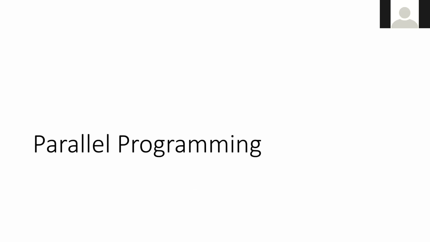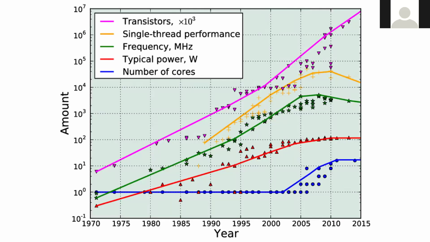So, parallel programming. This is usually the same graph that we show when we want to motivate parallel programming. The first line is the transistors on chip every year. By Moore's law, the number of transistors on chip grows each year, and this is still true till now. And Moore is one of the founders of Intel. Moore's law.